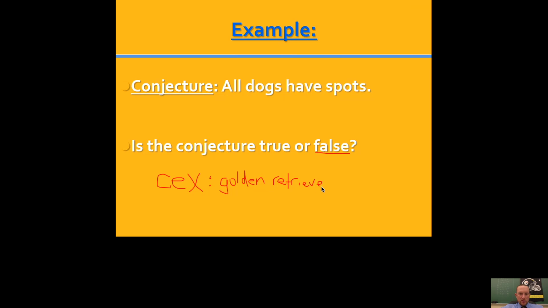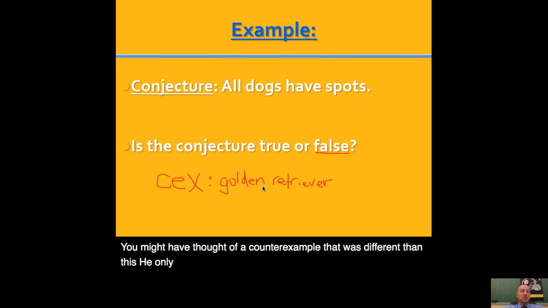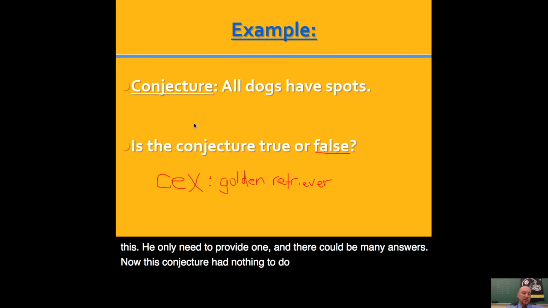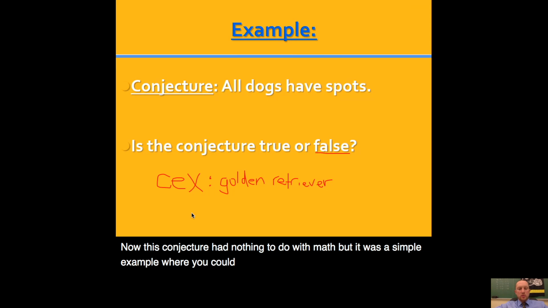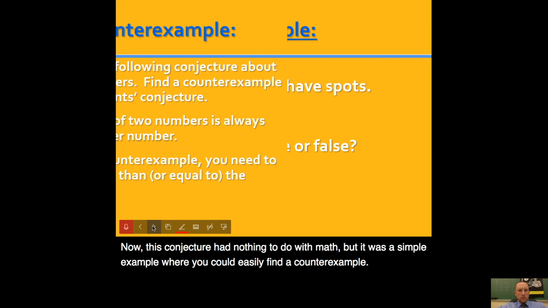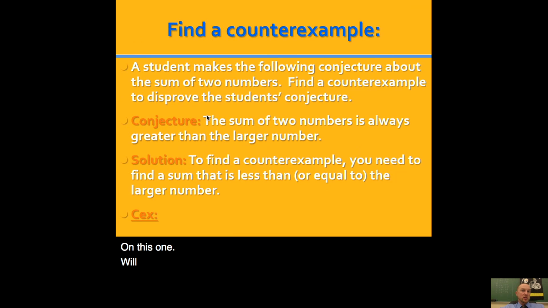You might have thought of a counterexample that was different than this. You only need to provide one, and there could be many answers. Now, this conjecture had nothing to do with math, but it was a simple example where you could easily find a counterexample. On this one, we'll look at a conjecture that involves math. So we need to find a counterexample.